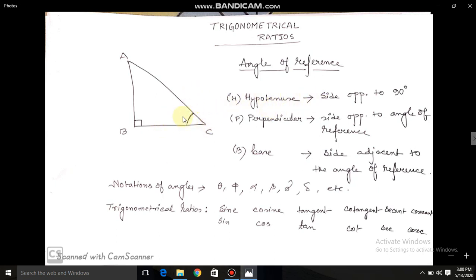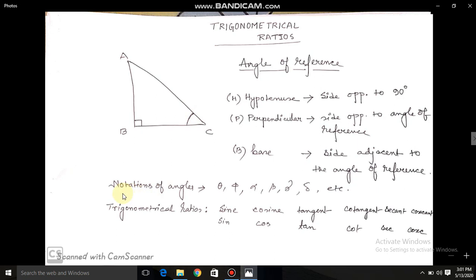Now, this angle of reference I have named here as C. I can give various names. See the notations that can be given to the angle of reference: this is theta, this is phi, this is alpha, this is beta, this is gamma, this is delta, and so on. There are many notations with which we can denote the angle of reference.